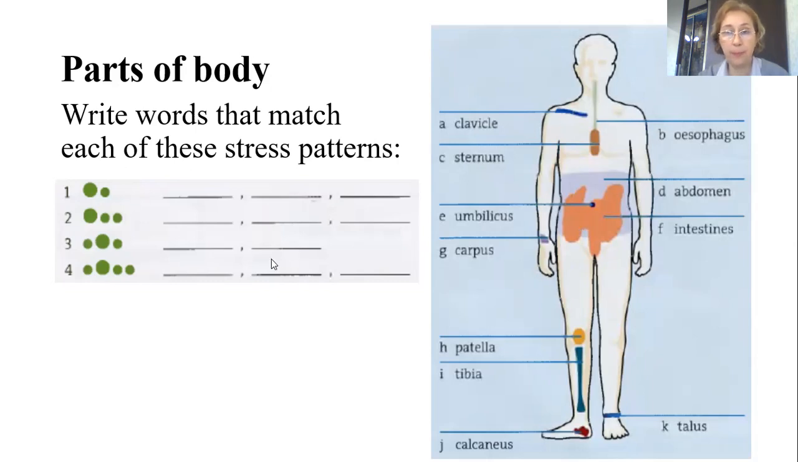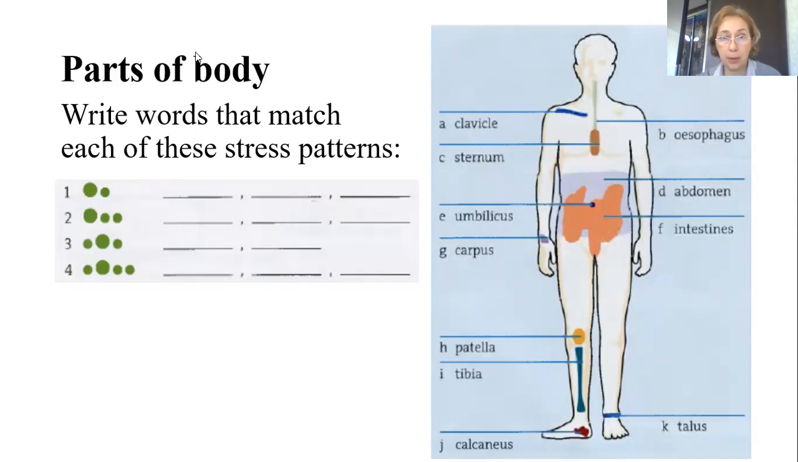Yahya, can you read them, please? The first group, I think, umbilicus. Umbilicus belongs to the 4th group because it consists of 4 syllables. Yes, I see that.